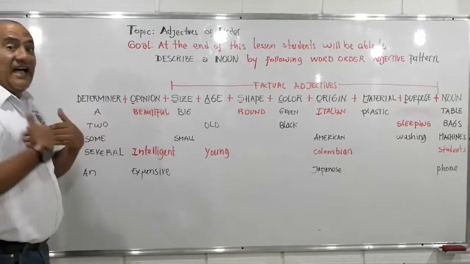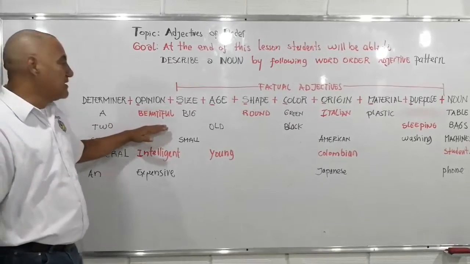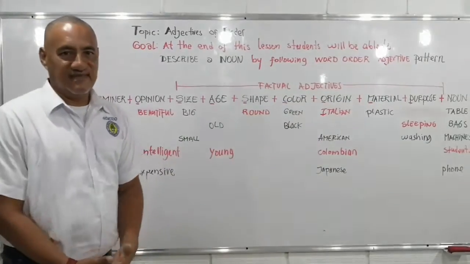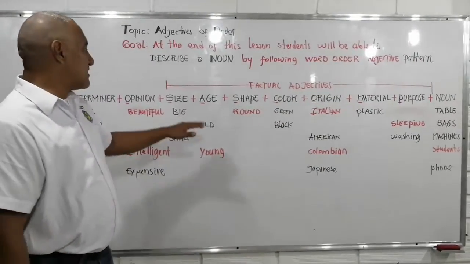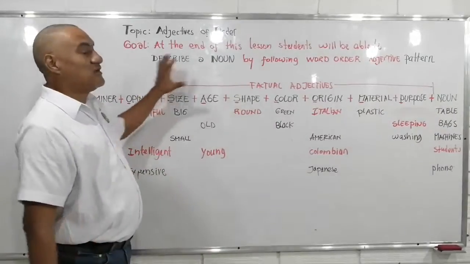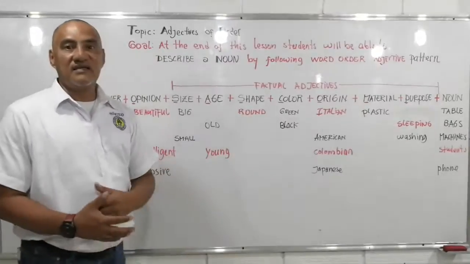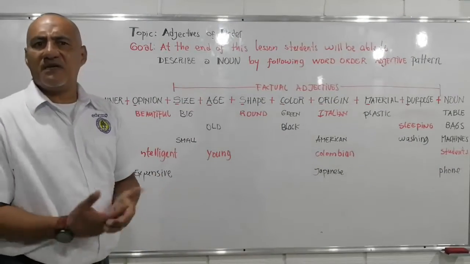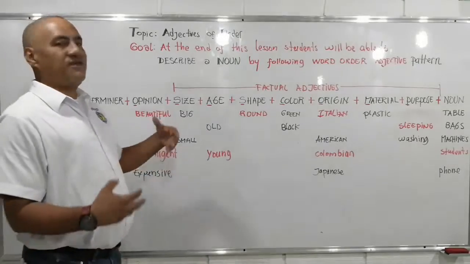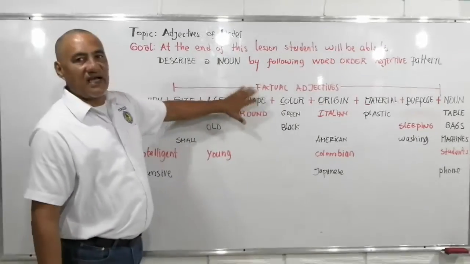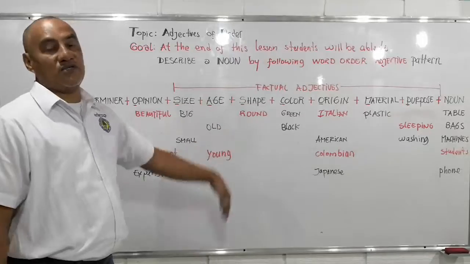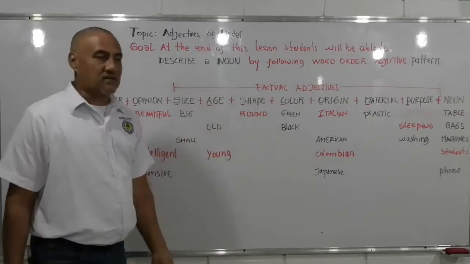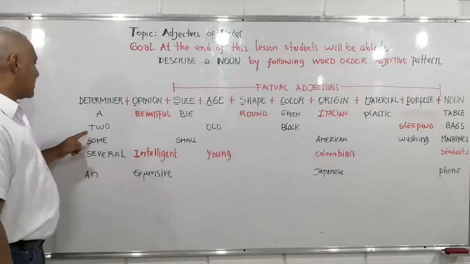I have a beautiful, big, round, green, Italian plastic table. Right? That is not common in English, to have all of them. Esto no es común en inglés, tener toda esta cantidad de adjetivos. It could be three of them. But if you are going to use this kind of adjective, we have to follow this pattern. Entonces, si vamos a describir o usar este tipo de adjetivos, se debe seguir este patrón.